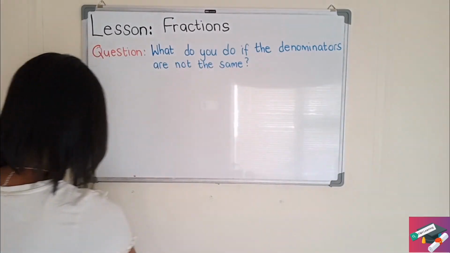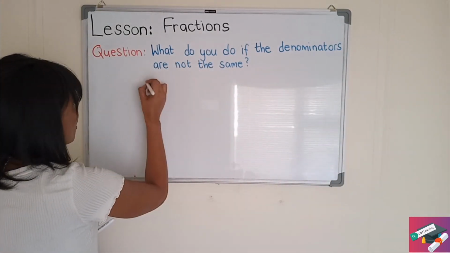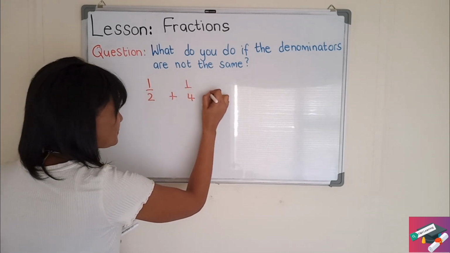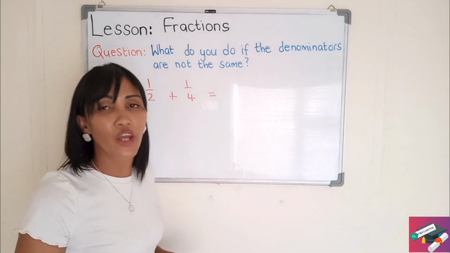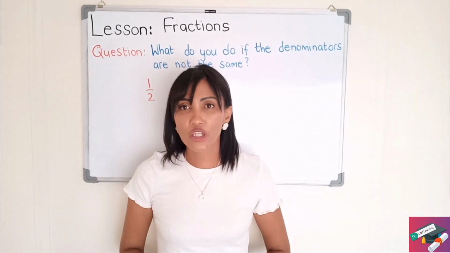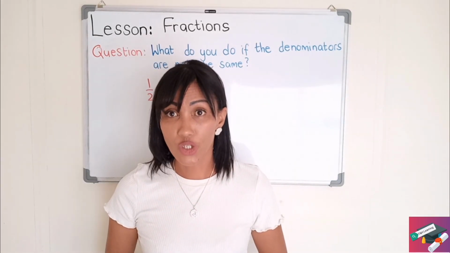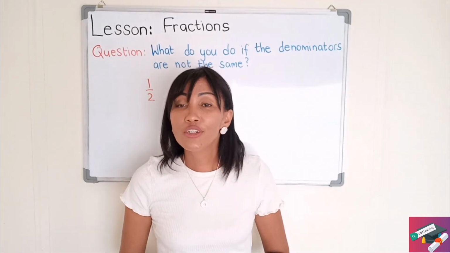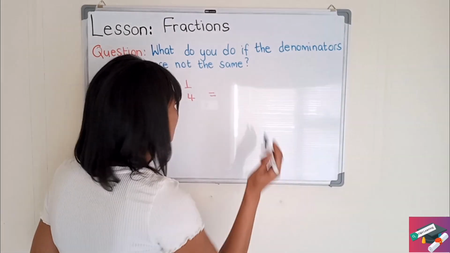So let's look at the following. If I have an example, a half, and I need to add a quarter. Right, remember in fractions, we only can add fractions together when our denominators are the same. But if they're not the same, there are steps that we need to follow to make them the same. Right, let's look at this.